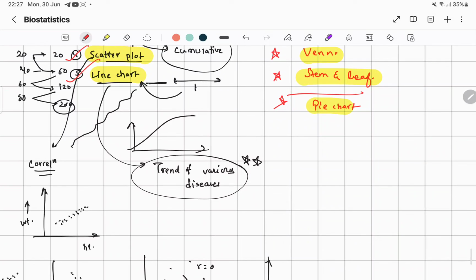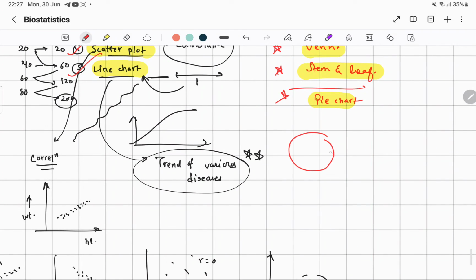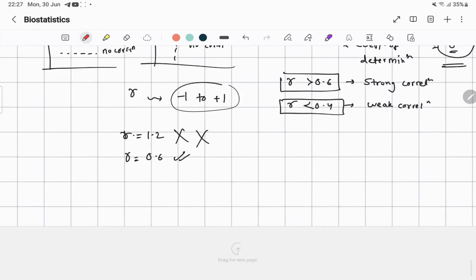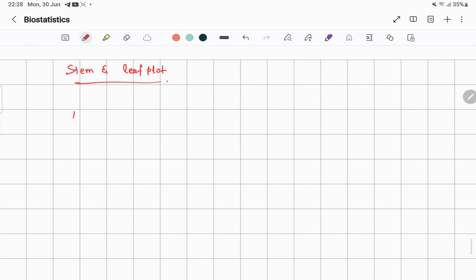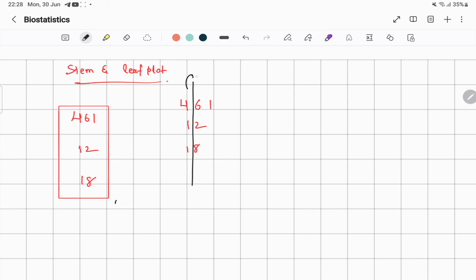Venn, let's discuss the Venn diagram. Overlapping qualitative data is represented in a Venn diagram. One is the stem and leaf plot. Basically, let's say the values are 46, not 46, 41 and 12, 18. You have to represent the data. How will you represent? You make a line here, leaving only one. This is the stem, this is the leaf.